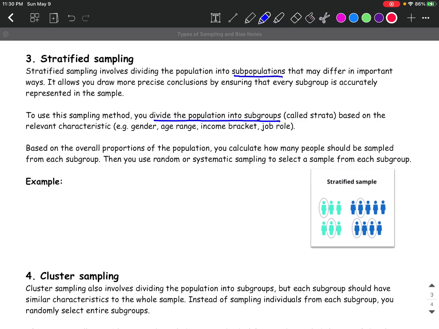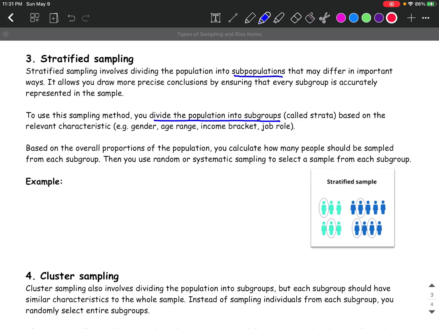characteristics. So maybe we divide them into males and females, or maybe we divide them into groups from 0 to 6, from elementary school age, then middle school age, then high school age, college age. We divide them by ages. Maybe they're divided by income bracket, or their role in a job. So if you're looking at a business, maybe the management is kept separate from the regular employees. You're going to break them up that way. You're definitely going to make your subgroups.